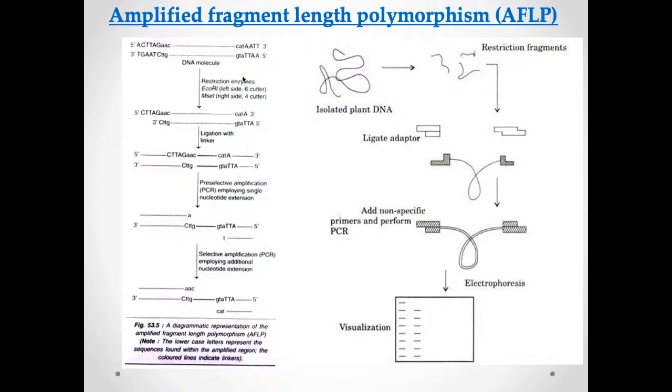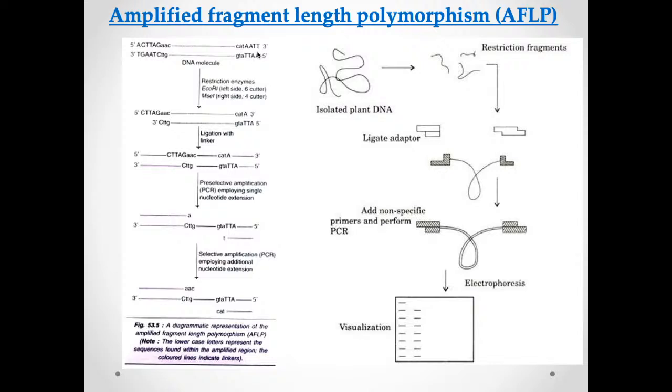Next, we add these restriction enzymes. We have two restriction enzymes, EcoRI and MseI. EcoRI will cut the left side and MseI will cut the right-hand side. They recognize the patterns they want to cut and they cut at that part. EcoRI is a 6 cutter, it recognizes 6 bases, whereas MseI is a 4 cutter, it recognizes only 4 bases.